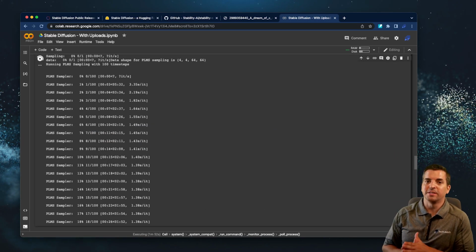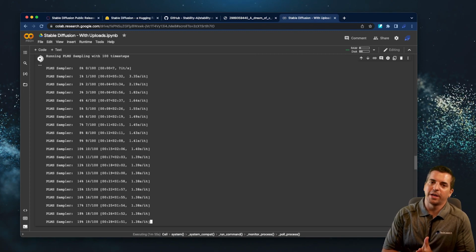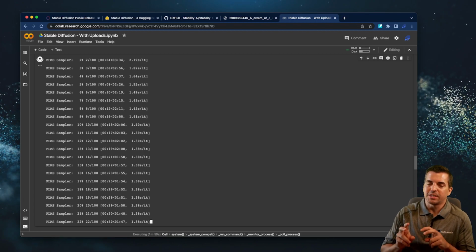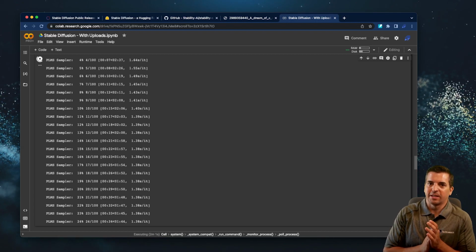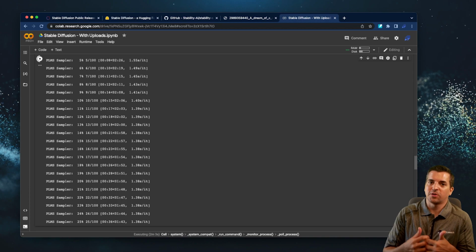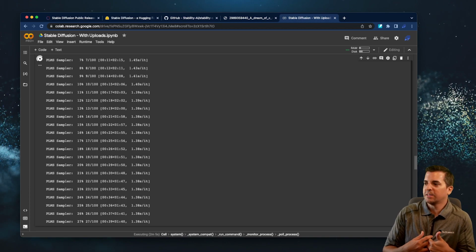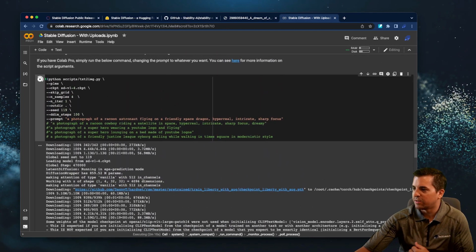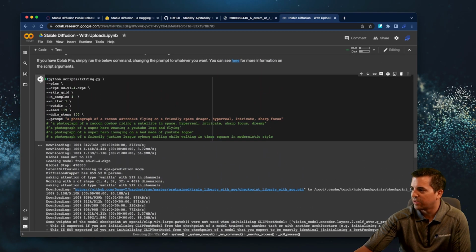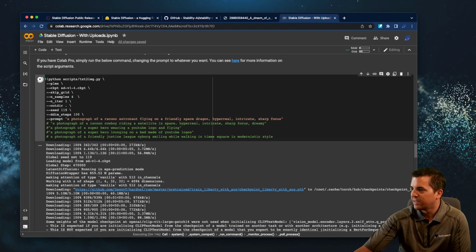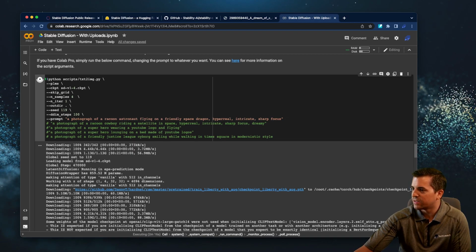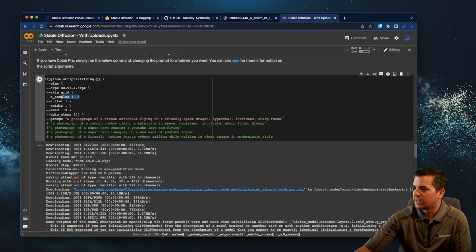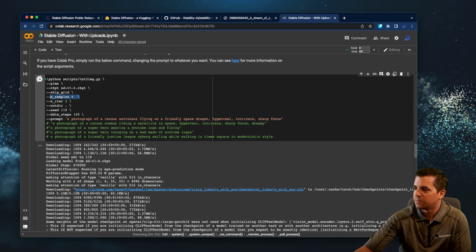Once this runs and finishes, I'm going to download the best of the 4 images, and then I'm going to upsample it or denoise it even more, and use that as a starting place to then iterate off of. And here you can see, in case I didn't make it clear, my prompt was a photograph of a raccoon astronaut flying on a friendly space dragon, hyperreal, intricate, sharp focus. I have 4 samples that I'm using, and I did 100 DDIM steps.